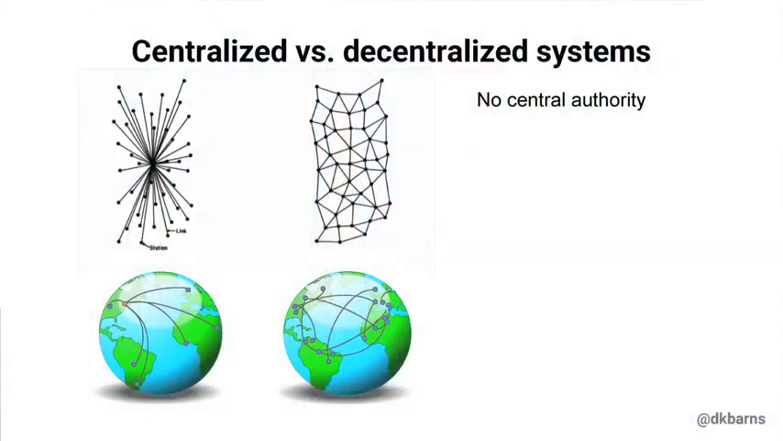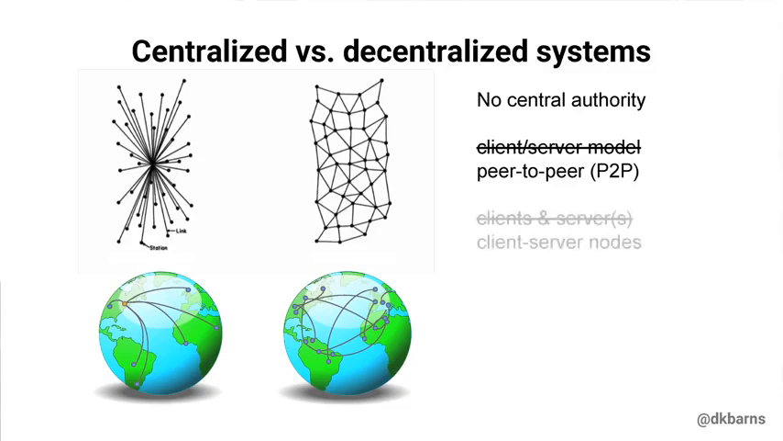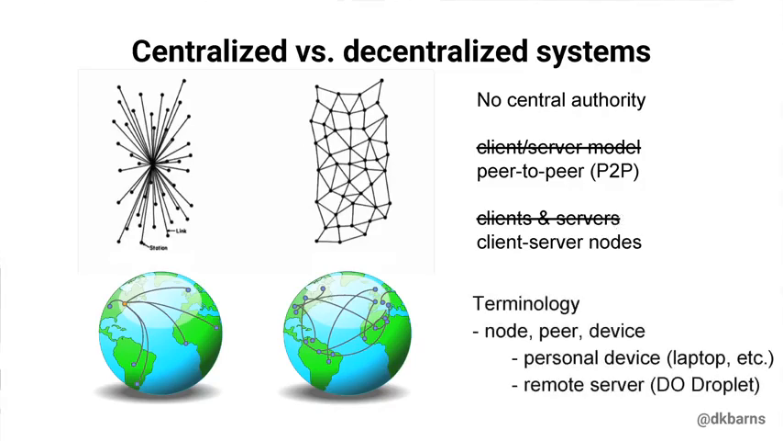So the first thing is these decentralized systems visualized on the right, they don't have any central authority. And when we remove that central authority, we effectively transition from the client-server model to something where we have peers and peers and other peers connecting on a network. At a more practical level, we no longer are dealing with clients and one or more servers. We're dealing with these client-server nodes that are autonomous. So we'll explore that a little bit more.